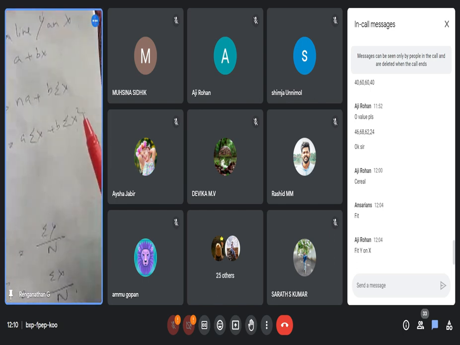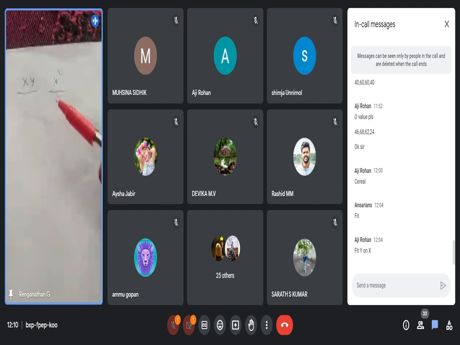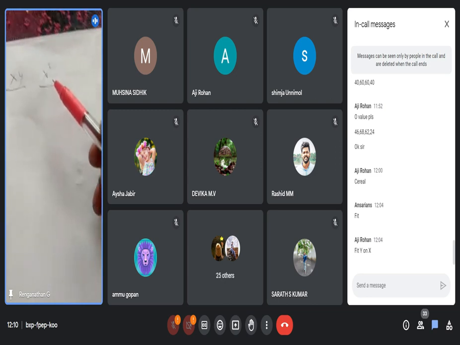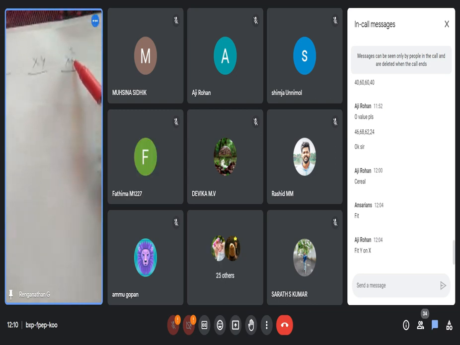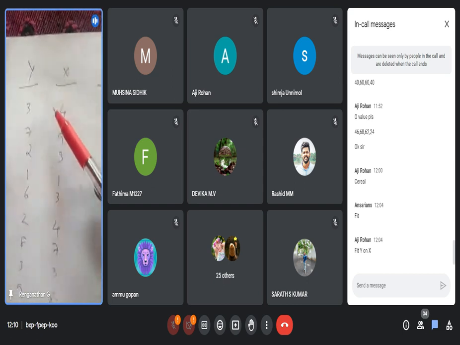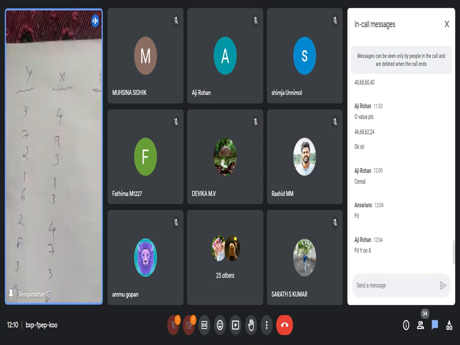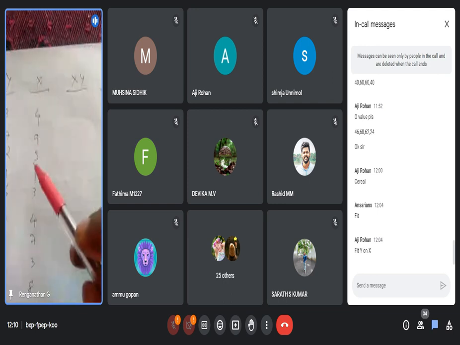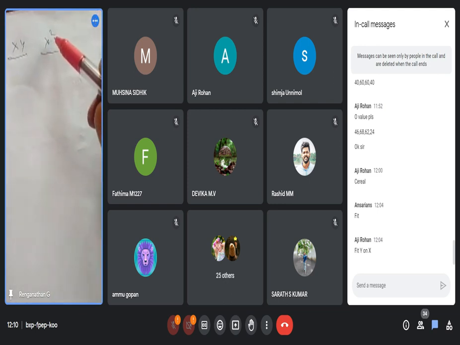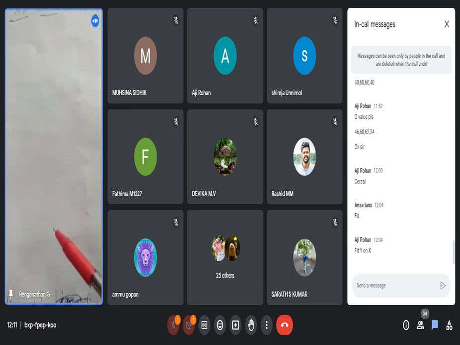Then sigma x square. In order to get sigma x square, you have to find one more column, x square. Each x value should be squared. That means here the first x value 4, 4 into 4, 9 into 9. This way every x value should be squared, complete this column, and finally take the total of this column also. Then you will get sigma x square.